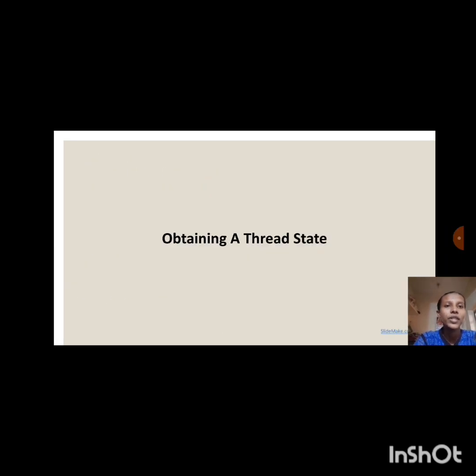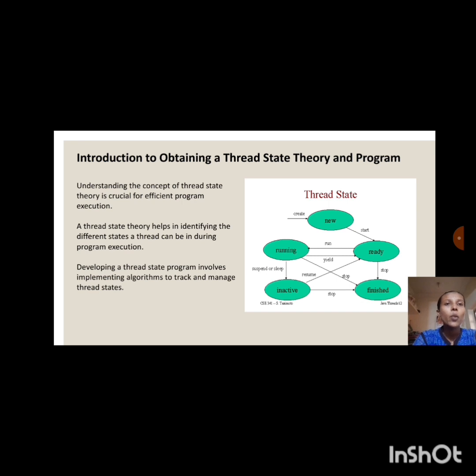Optimizing thread state. Introduction to optimizing thread state theory and program. Understanding the concept of thread state theory is crucial for efficient program execution. Thread state theory helps in identifying the different states a thread can be in during program execution. Developing a thread state program involves implementing algorithms to track and manage thread state. The chart of thread state.